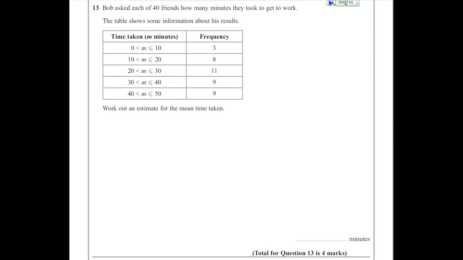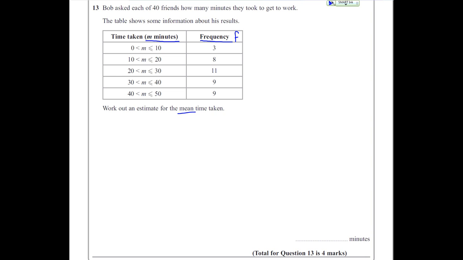Okay, clear. Moving on to question 13. How many minutes they took to get to work? The table shows some information about his results. We can see the table. It's got the time taken in minutes and frequency, which means how many. Sometimes we use the letter F for frequency. Work out an estimate for the mean time taken.